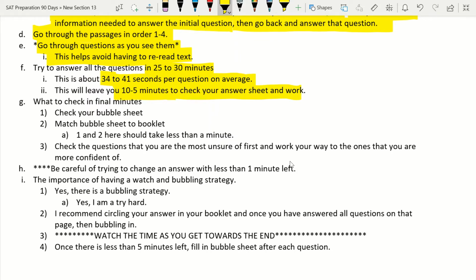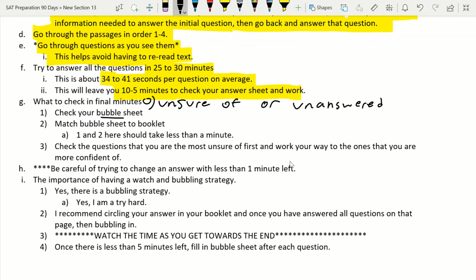In those final minutes, obviously the first priority is any questions you have not answered yet or that you're unsure of. Go back and answer those and get an answer choice that you're sure of. Okay, so that's first priority.